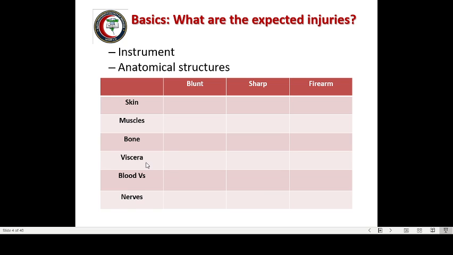In the viscera, the organs like the heart, the lungs, the liver, the kidneys, blunt trauma will produce either contusion or laceration and rupture, and again this occurs according to the force of the trauma. Blunt trauma to the blood vessels will cause crushing or tearing, and to the nerves will also cause crushing or tearing.